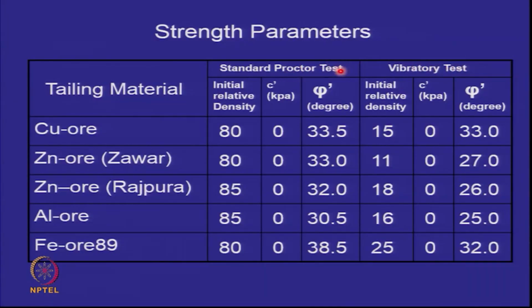This is the standard Proctor test, and this is the minimum density test for the relative density test that we do. So at 80% relative density, what kind of phi ash values do we get? 34, 33, 32, 30, 38. So between 30 to 35. And if I have low relative density, this is hydraulically deposited or dry deposited, then the values are lower, 32, 25, 26, 25, 33.